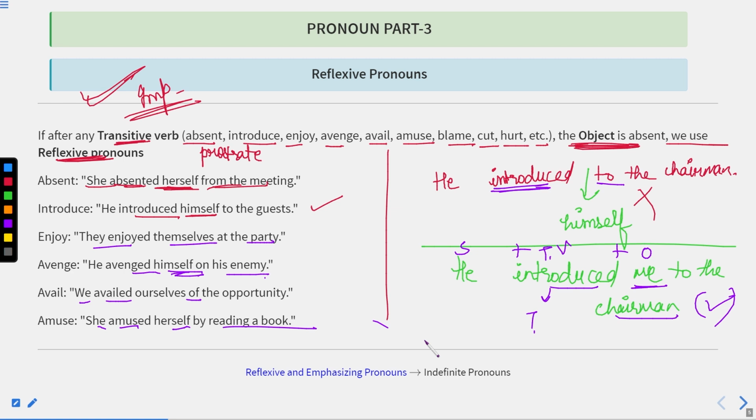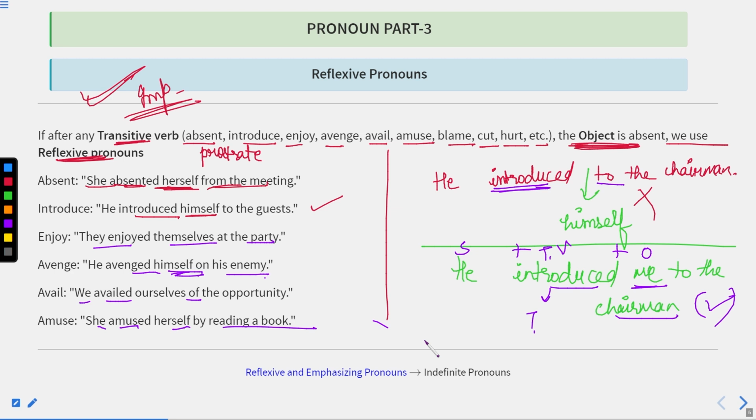Now, the most important thing is the transitive verb in a sentence. If the transitive verb is followed by an object, then it is fine. If the object is absent after the transitive verb, we need to write a reflexive pronoun always. Now, if the verbs are intransitive, obviously we do not need a reflexive pronoun.